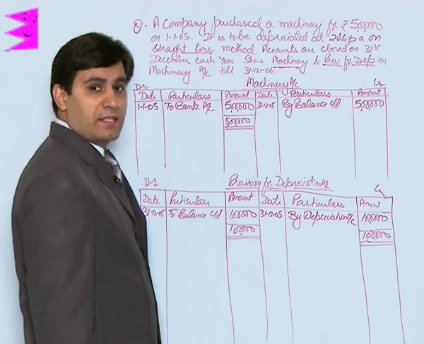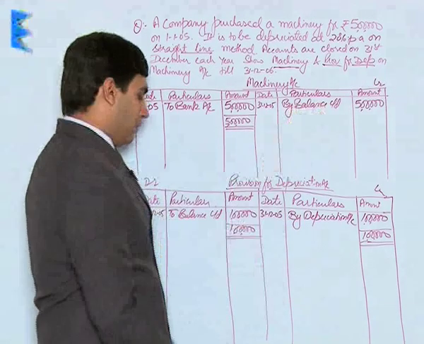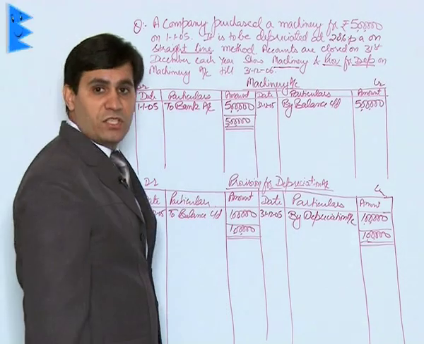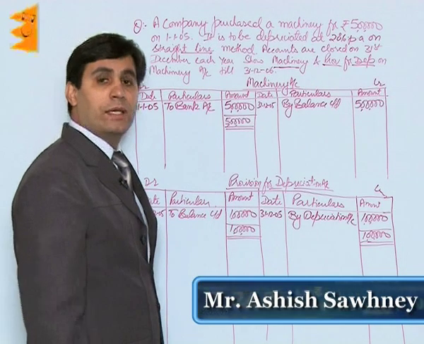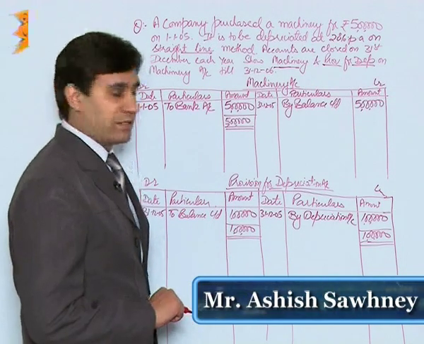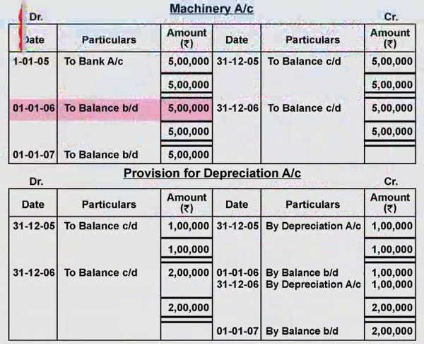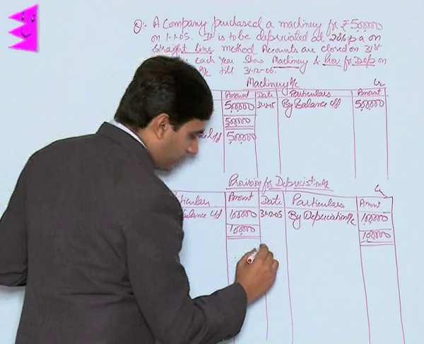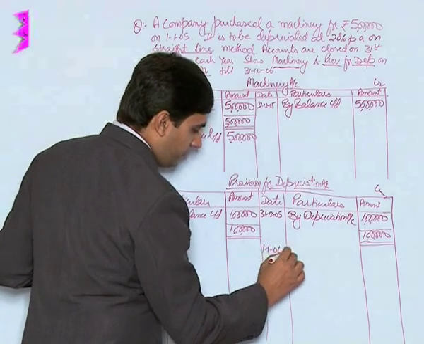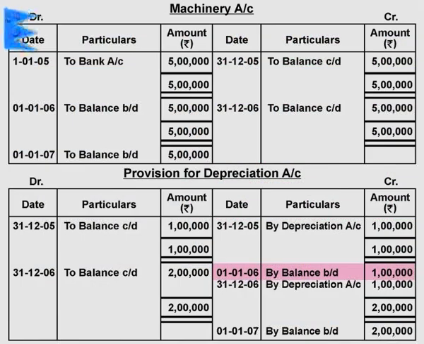Both these closing balances, that is balance in the machinery account and the closing balance in provision for depreciation account, would be brought down in the next year as opening balances. So this would be brought down on the debit side on 1st January 2006, to balance brought down 5 lakh, and this 1 lakh would be brought down as opening balance on 1st January as balance brought down 1 lakh.